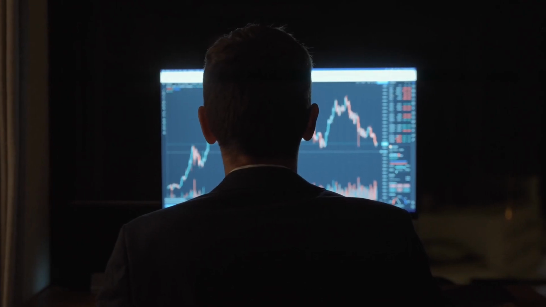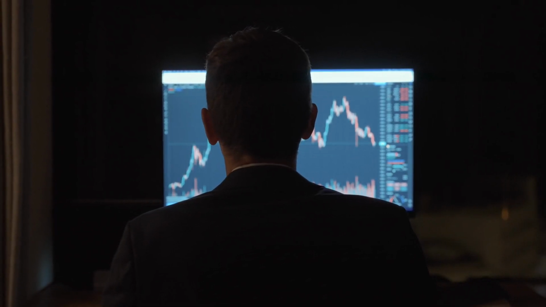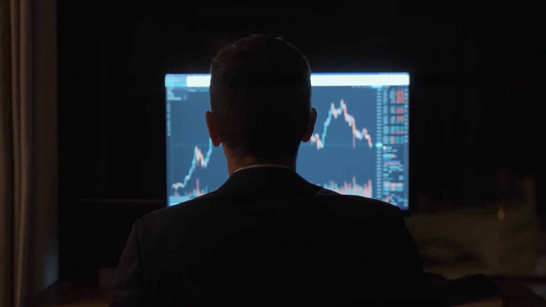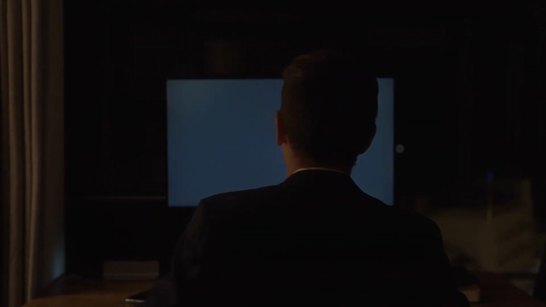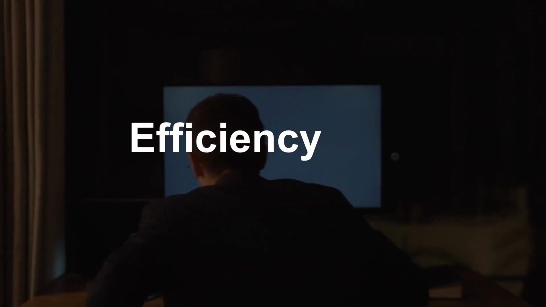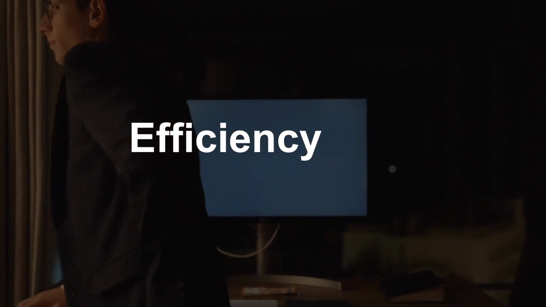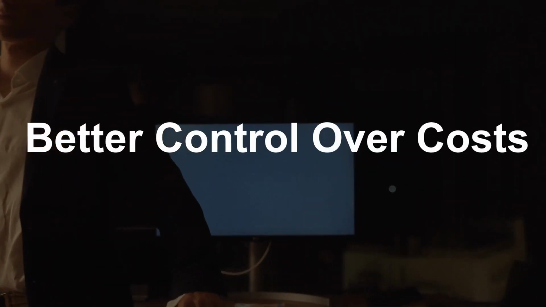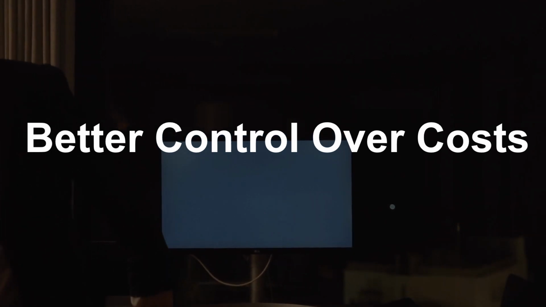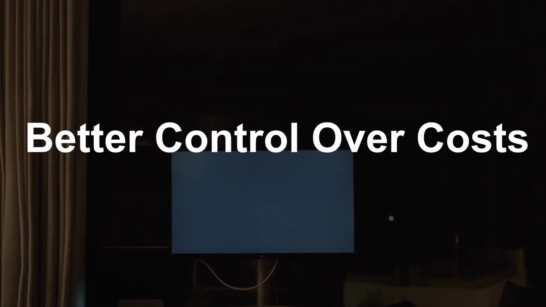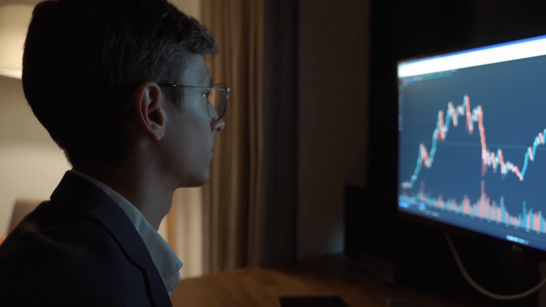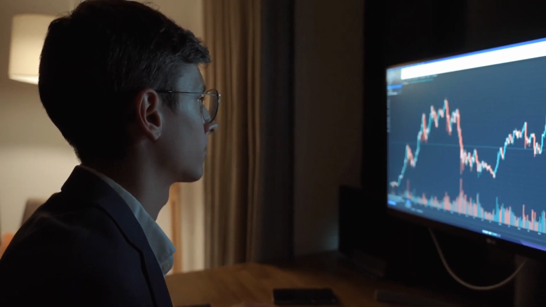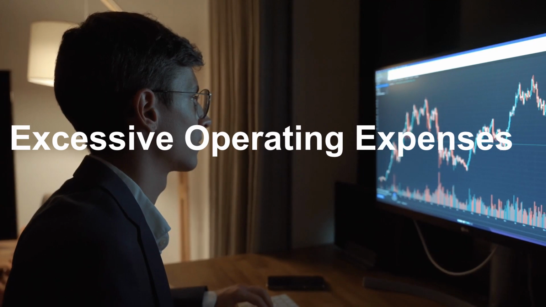The operating profit margin shows how much profit a company generates from its operations, and a higher operating profit margin indicates that the company is more efficient at generating profits from its operations and has better control over its costs. On the other hand, a low operating profit margin could be a warning sign for investors, indicating that the company may be struggling to generate profits or may have excessive operating expenses.